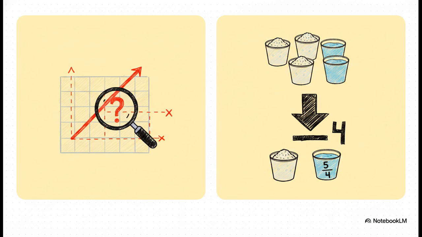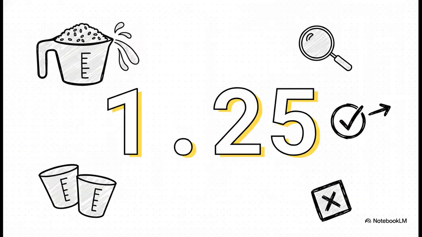Or, if you want a super precise answer, you can just go back to the ratio. To get from 4 cups of rice down to 1, we just divide by 4. So we have to do the exact same thing to the other side. 5 divided by 4, which is 5 over 4. And 5 divided by 4 gives us our final answer, 1.25. So for 1 cup of rice, you need 1.25 cups of water.